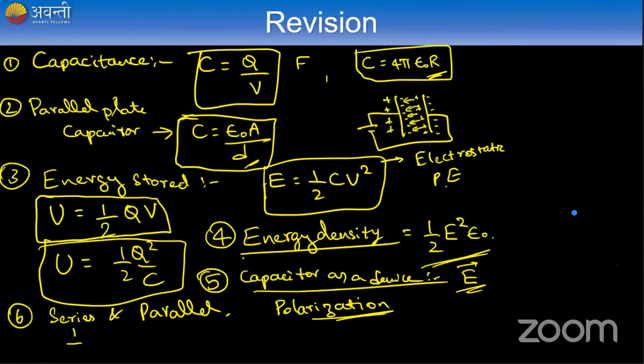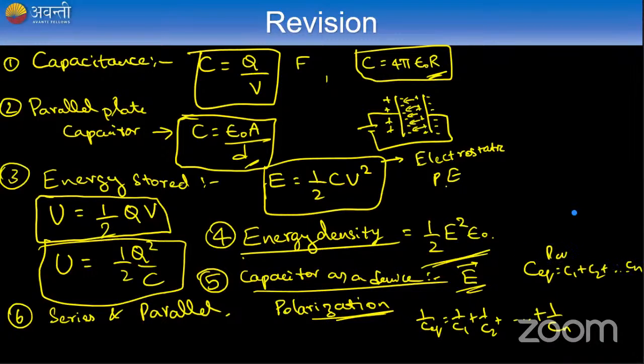In series, we get 1 by C equivalent is equal to 1 by C1 plus 1 by C2 plus etc. up to 1 by Cn. So this is for series. For parallel, C equivalent is equal to C1 plus C2 plus etc. up to Cn. So this is for parallel and this is for series.